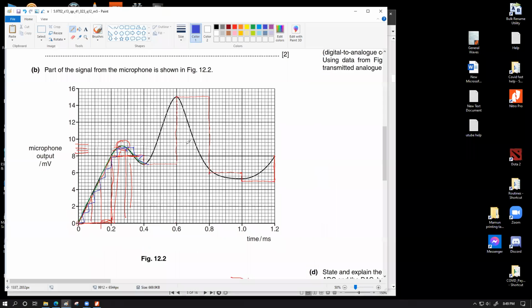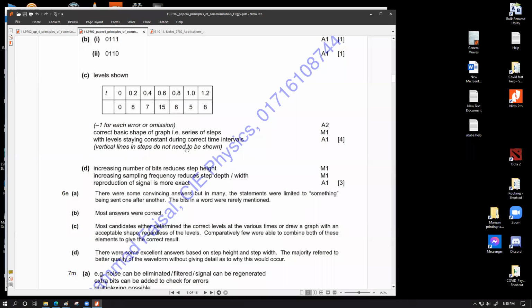Step height essentially means how many levels you have over here. If you have a bigger bit number, you have more step heights. So you have more steps, which means individual steps would become smaller. That's why they say the reduced step size. And if you have, yes.